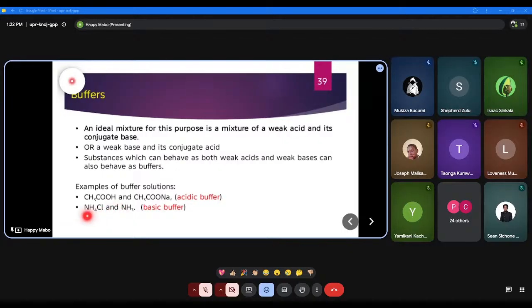So you can get ammonium chloride and ammonia. You mix these two. That is your base here, ammonia, and its conjugate acid, ammonium chloride. A combination of these two will work perfectly well.